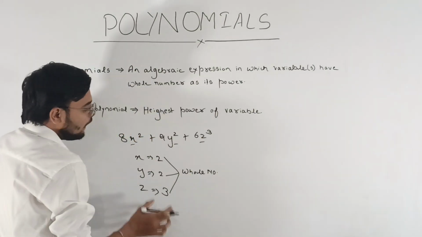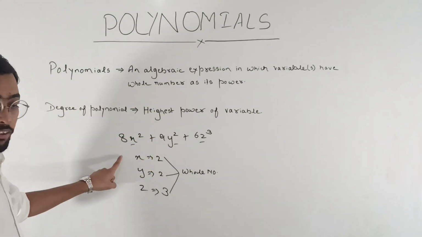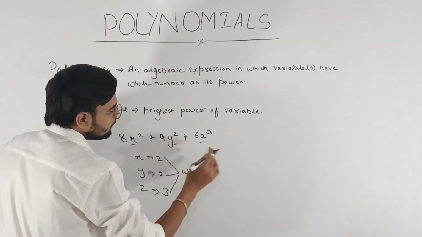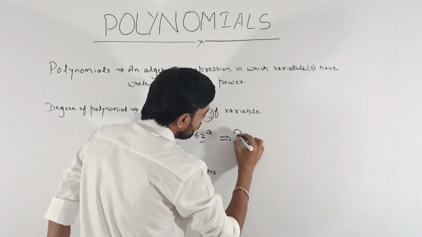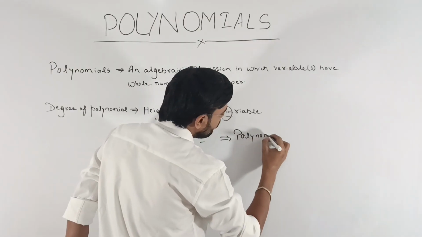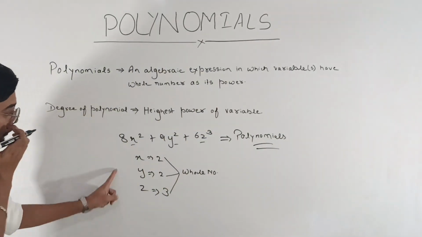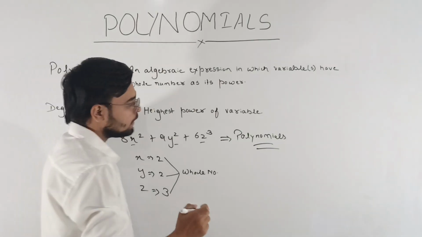Now look, 2 is a whole number and 3 is also a whole number. Then what is the definition? An algebraic expression in which variable has whole number at its power, then this algebraic expression is called polynomial. Understood? This algebraic expression is called polynomial. Let us take one more example.